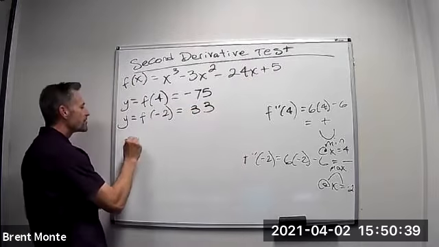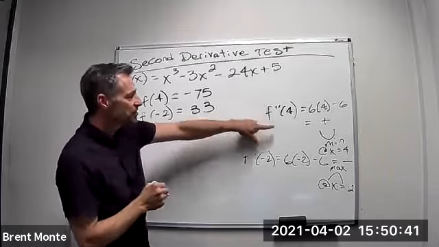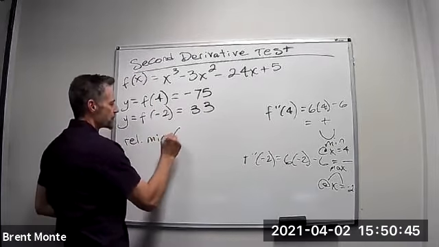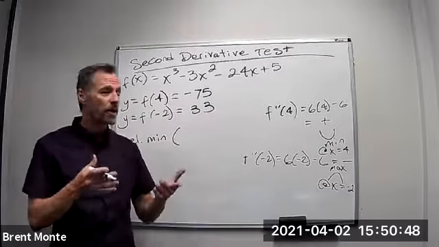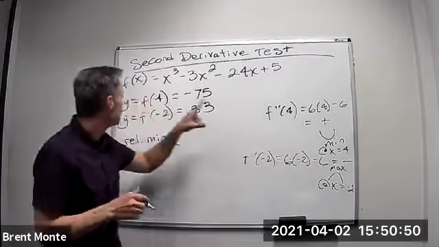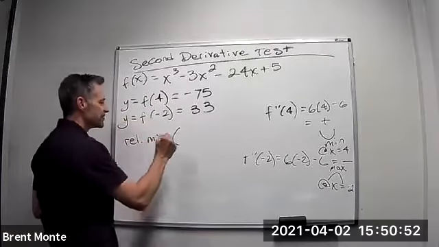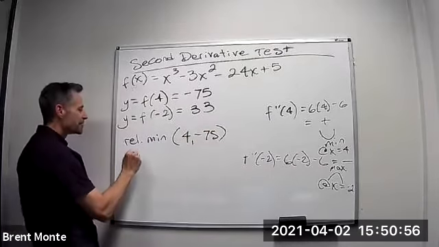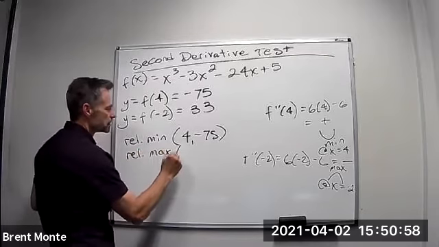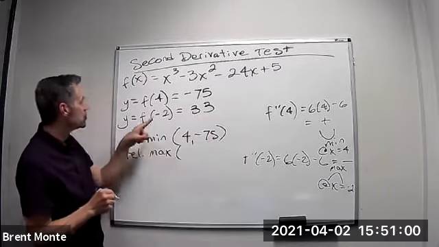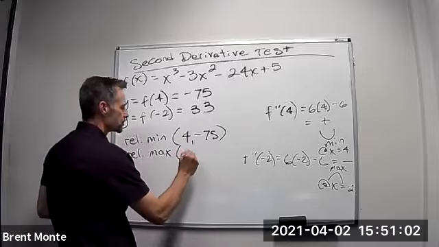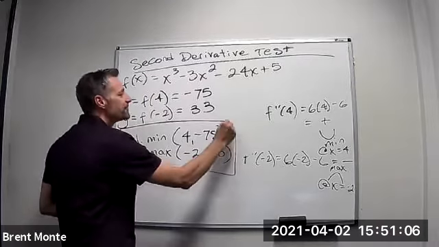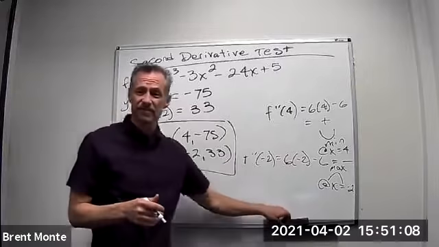And so I can say, oh, I've got a relative, let's start here, relative min. Well, the value of the min, or the point where the min occurs, x is 4, y is negative 75. And a relative max, x is negative 2, y is 33. And so now I've finished that. That's how the second derivative test works.